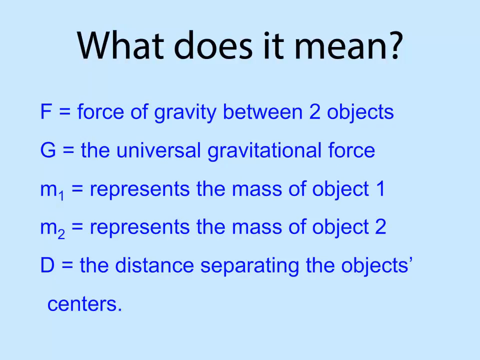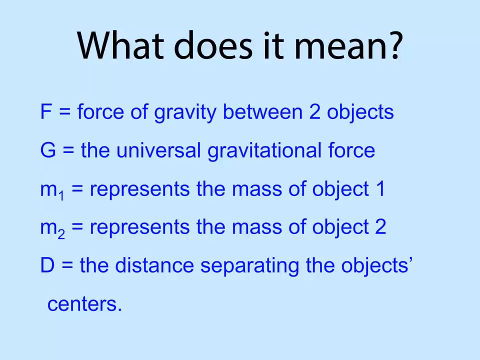The letters in this formula, the F's and the G's and the M's and the D's, all stand for something, and here's what they stand for. F equals the force of gravity between the two objects, which is what we're trying to solve for with this formula. Then we have G, the universal gravitational constant, represented by the capital letter G.